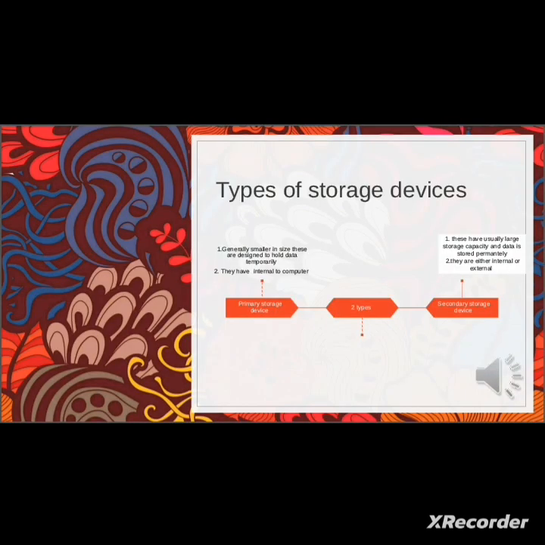Before discussing the different types of storage devices, first of all, we will come to know how many types of storage devices there are. There are two main types of storage devices. First is primary storage devices and second is secondary storage devices. Now let me define the primary storage devices. Primary storage devices are designed to hold the data temporarily. They are internal to the computer, meaning they are fixed inside the computer.